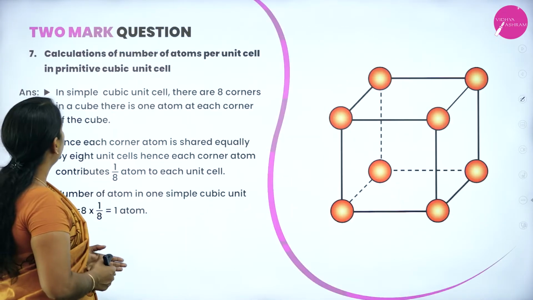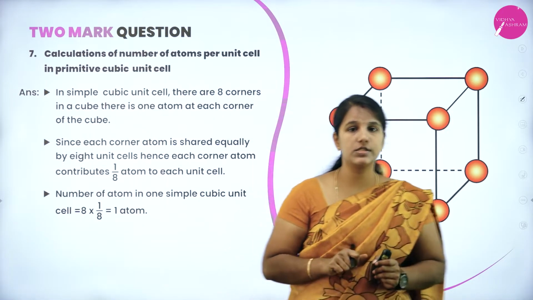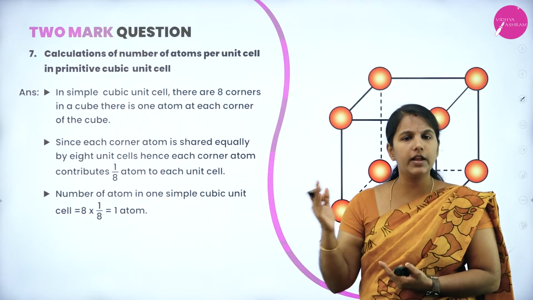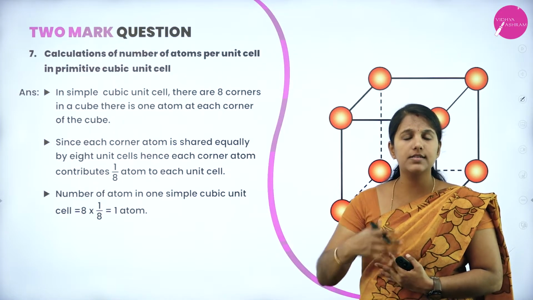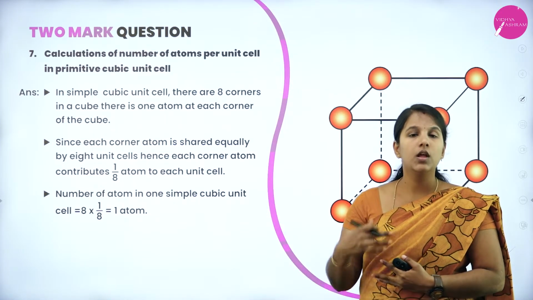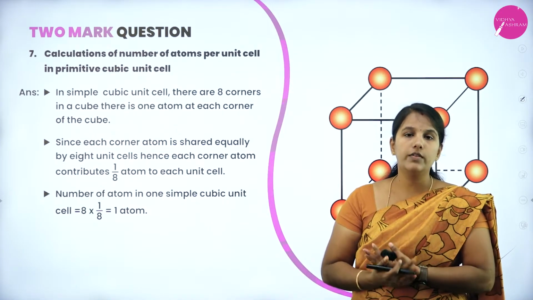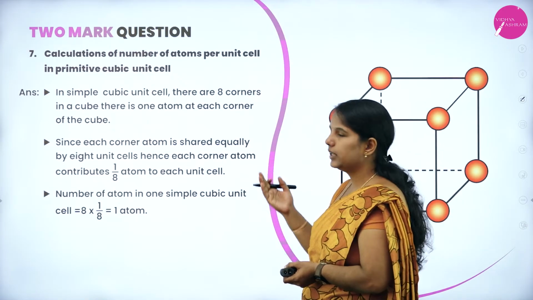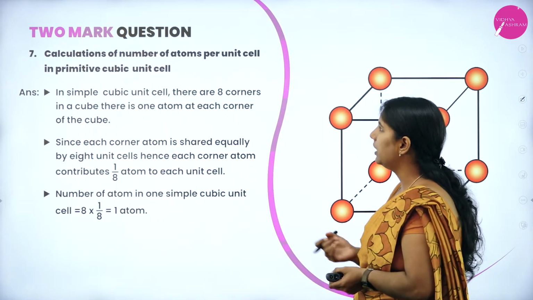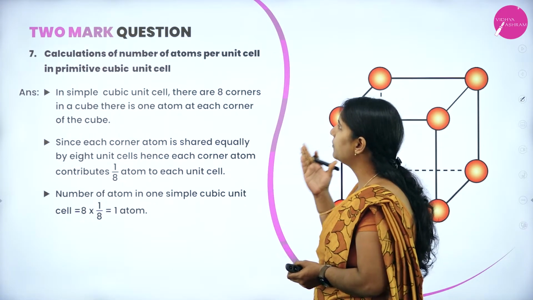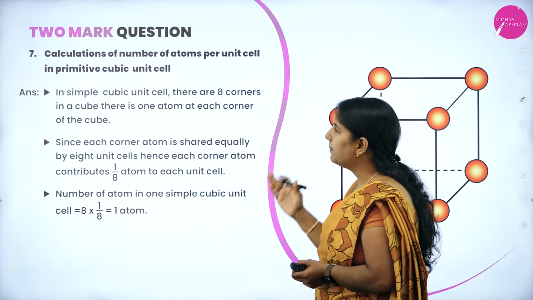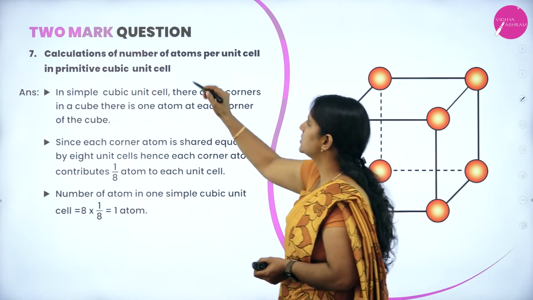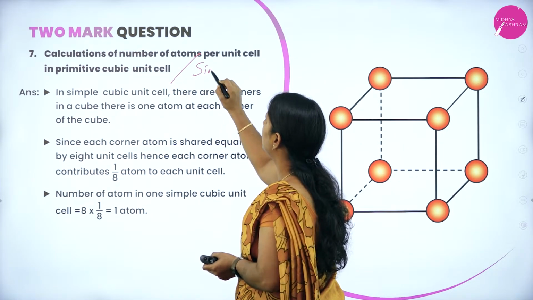Okay. Next we'll go with the other part of this unit. They are also definitely going to ask you to find the number of particles with the simple cube, or with the CCP, or with the BCC. Okay. We'll see the simple cube first, that is nothing but a primitive unit cell. Calculation of the number of atoms per unit cell in a primitive cubic unit cell, which is also known as what? Simple cube.